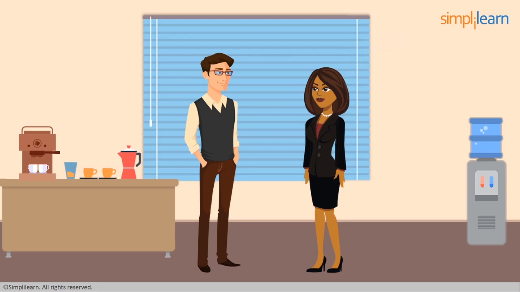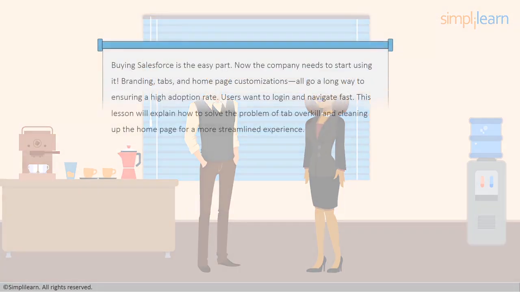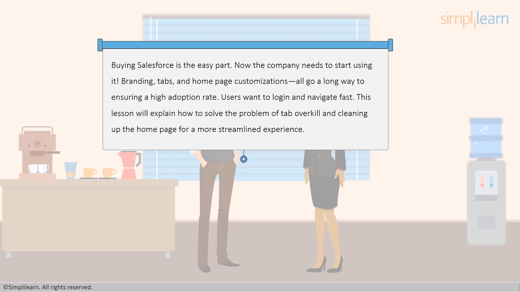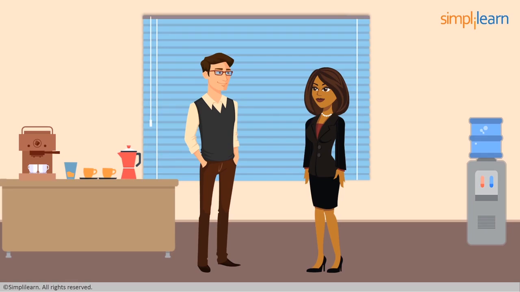You know, Sarah, that's a valid question. Companies looking for branding and CRM are often not sure which editions to go for. Buying Salesforce is the easy part. Now the company needs to start using it. Branding, tabs, and homepage customizations all go a long way to ensuring a high adoption rate. Users want to log in and navigate fast. This lesson will explain how to solve the problem of tab overkill and cleaning up the homepage for a more streamlined experience. Great! I can't wait to get started.